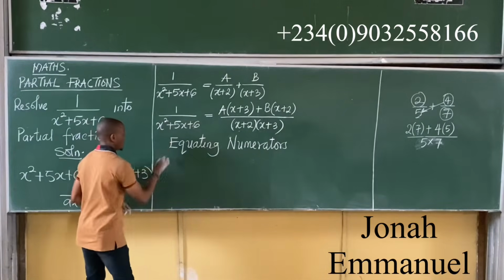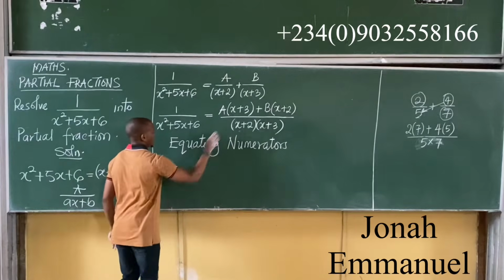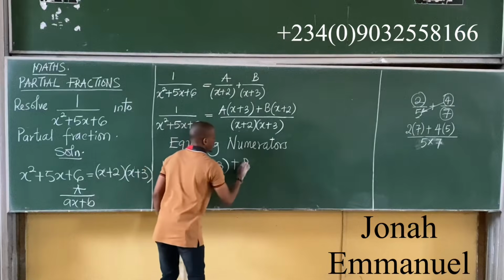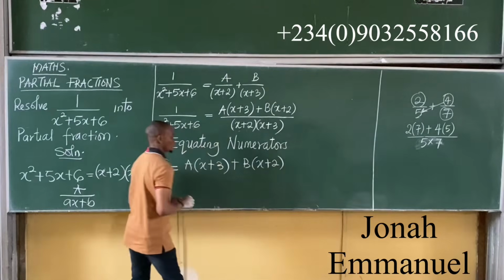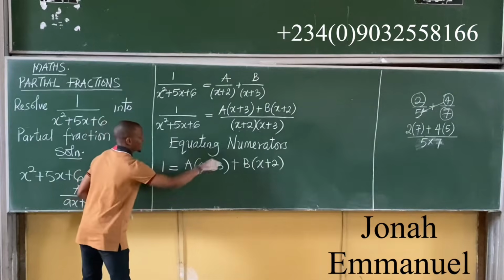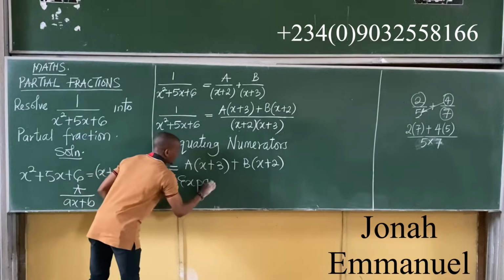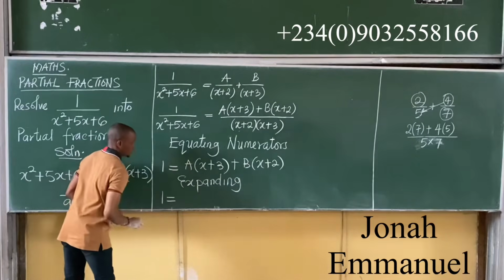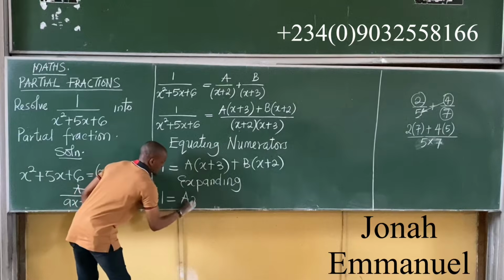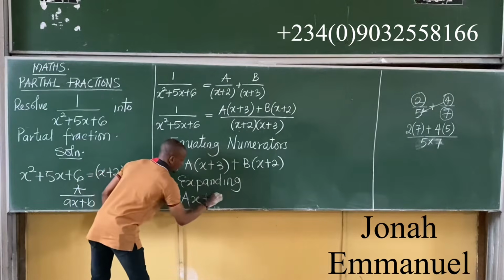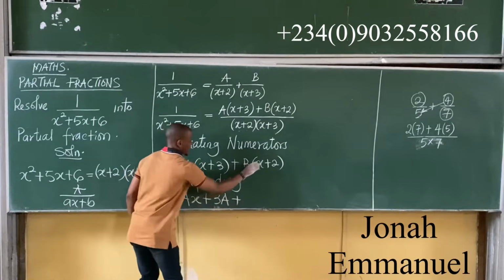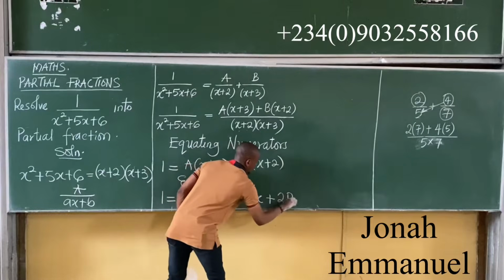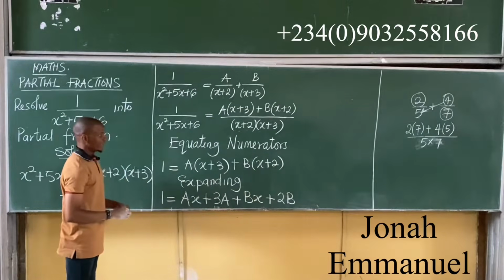So, it means that 1 is equal to, from here, I have a into x plus 3 plus b into x plus 2. Alright, from here now, I'll have to expand. So expanding, I have 1 is equal to a times x is ax plus a times 3 is 3a plus b times x is bx plus b times 2 is 2b. So I have this on expansion.